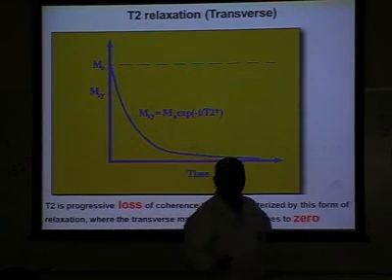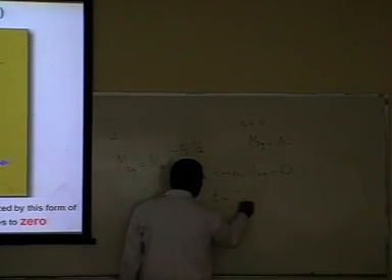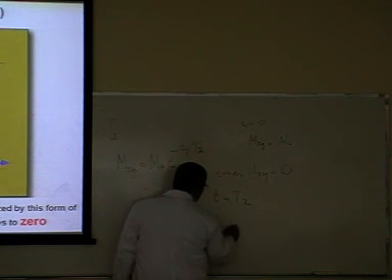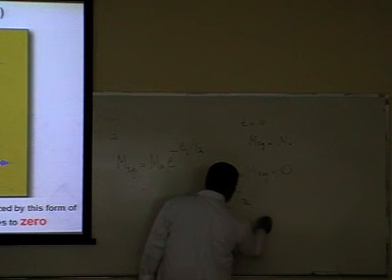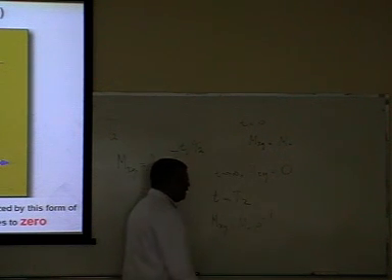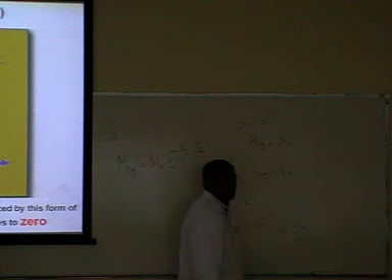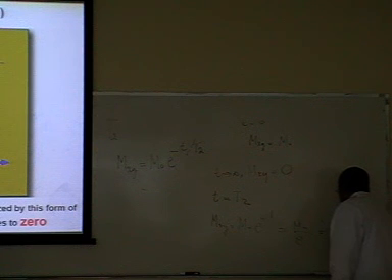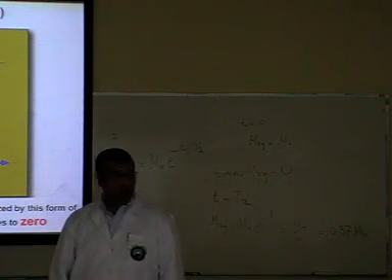Again, same question. We wanted to see what happens when t is equal to T2. Well, let's set it up here. If that's the case, then Mxy is equal to M0 e to the minus 1, so 1 over e, which is M0 over e. What's e? We already calculated that, it's 2.7, so this is equal to 0.37 M0.